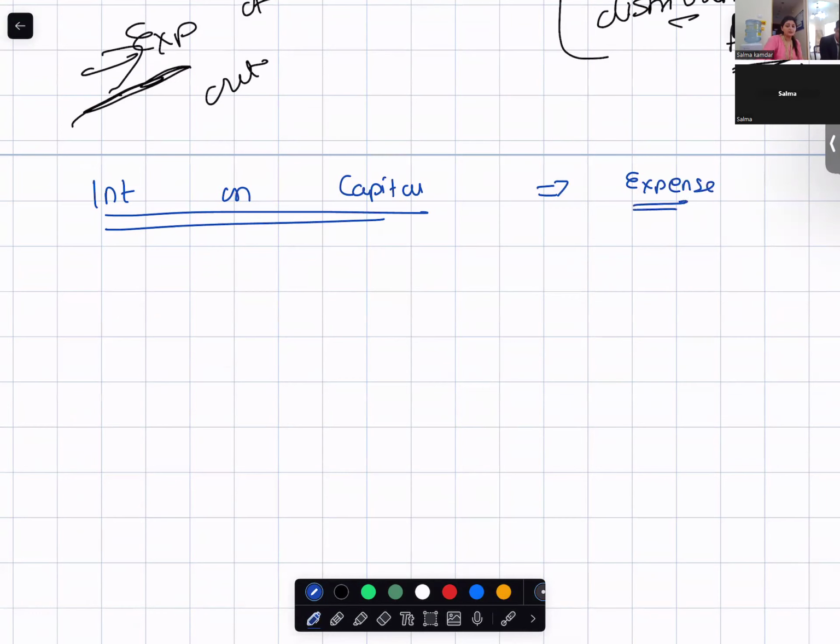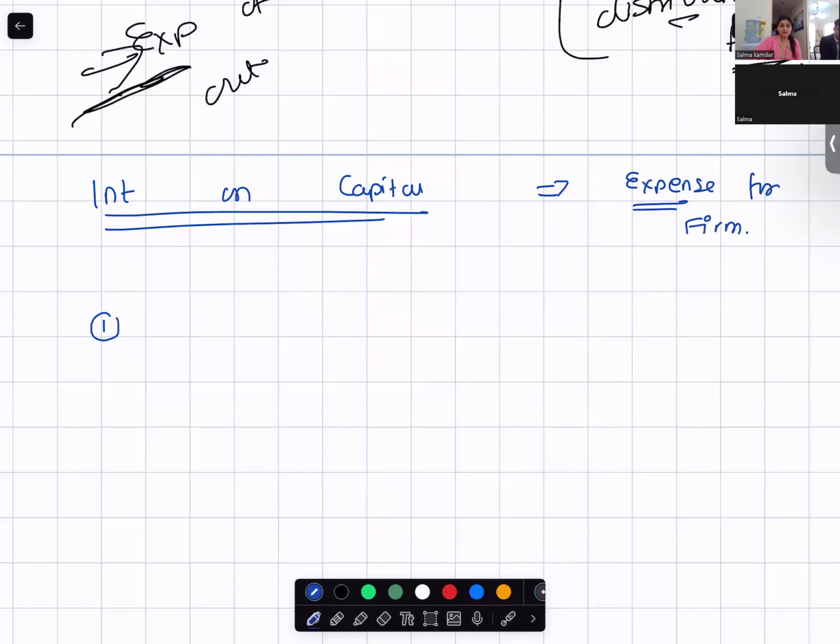Now, what are the situations under which interest on capital is allowed? First thing, if you have a partnership deed, now tell me, if you have a partnership deed, then how is interest on capital provided? If you have a partnership deed, then the interest on capital is provided as per the deed.